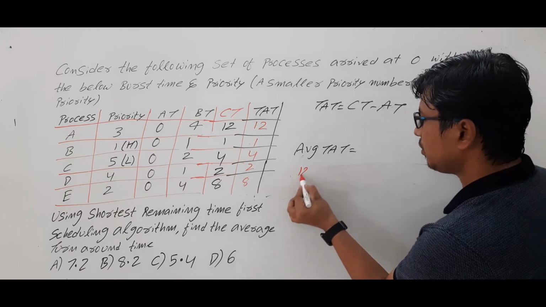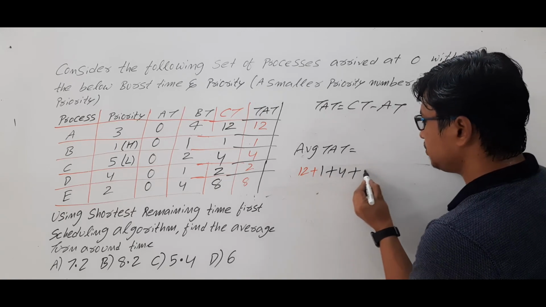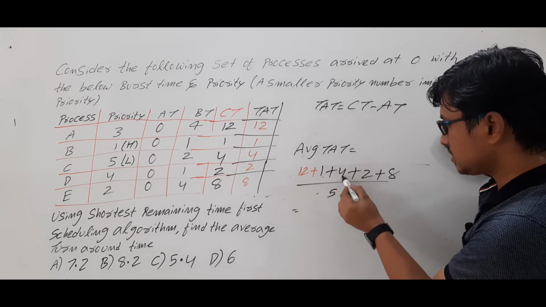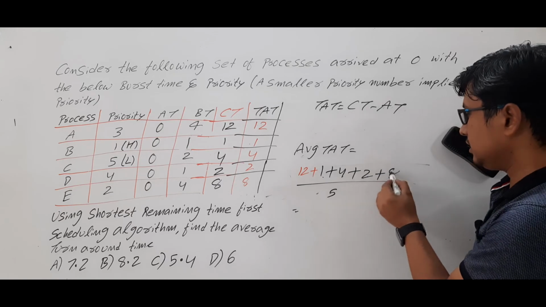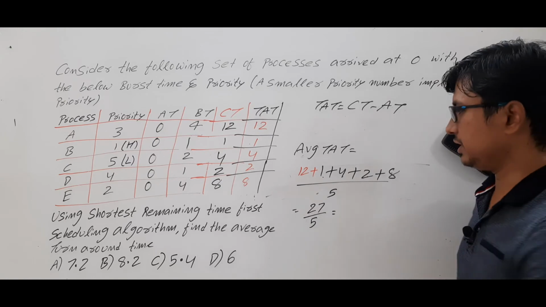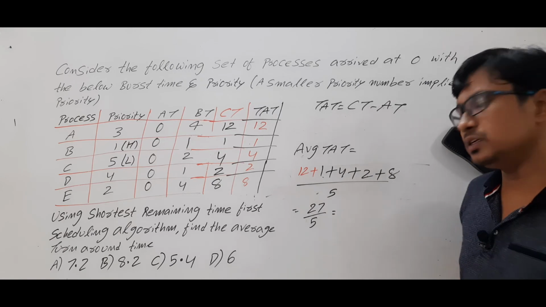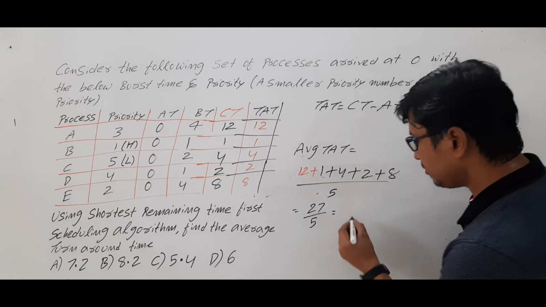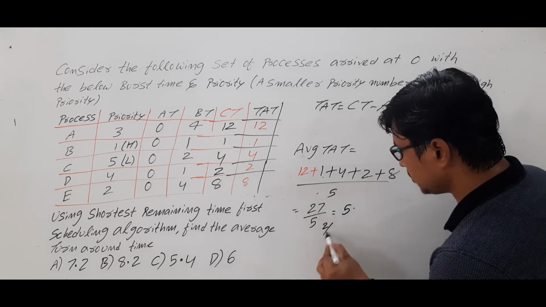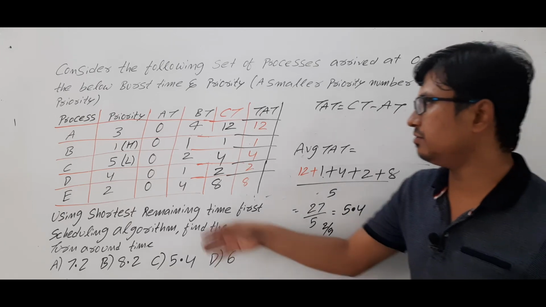So which is 12 plus 1 plus 4 plus 2 plus 8, divided by 5. 12 plus 1 is 13, 13 plus 4 is 17, 17 plus 2 is 19, 19 plus 8 is 27, 27 by 5. If you have a doubt, you can verify again. 27 by 5 is 5, 5 times 5 is 25, you will have 2 by 5, is it clear, which is nothing but 0.4, so 5.4 is the average turnaround time for this question.